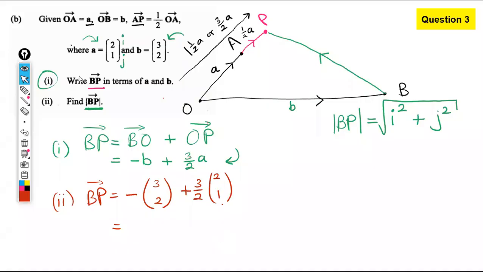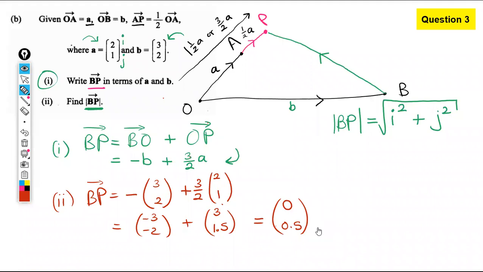Let's see what we get. I've run out of space underneath here, but in this bracket we'll get minus 3, minus 2. Inside this bracket, 3 on 2 multiplied by 2 is 3, and 3 on 2 multiplied by 1 is 1.5 or 3 on 2. Let's add the two top values. Minus 3 plus 3 is 0. Minus 2 plus 1.5 is minus 0.5. That seems about correct.